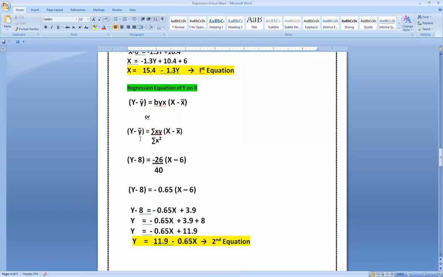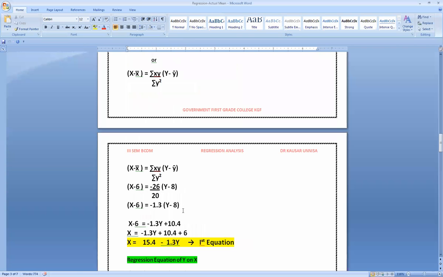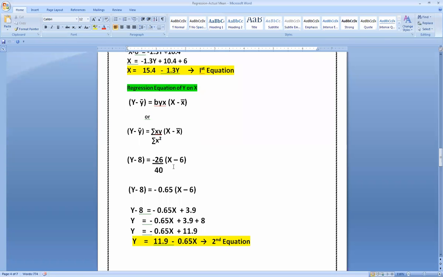So y minus y mean value, which is 8, equals sigma xy value, which is minus 26, divided by sigma x square value, which is already calculated in the table, that is 40, into x minus x mean value, which is 6. So y minus 8 equals minus 26 divided by 40, we are getting the value minus 0.65, into x minus 6. Now on the right side we are removing the brackets.